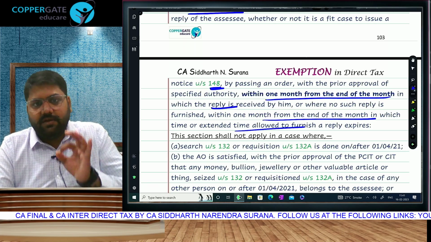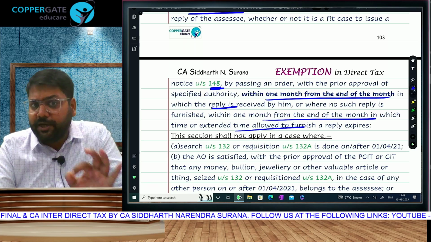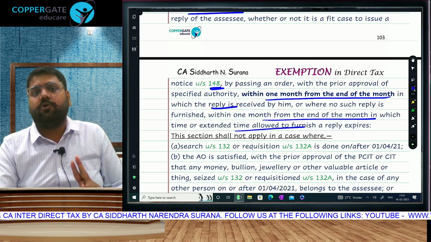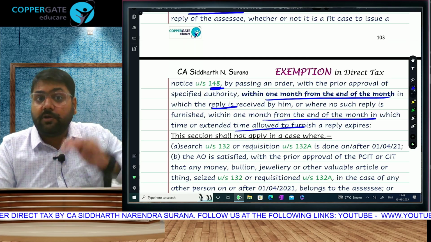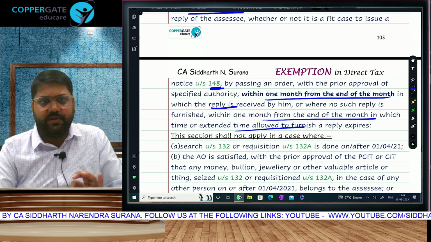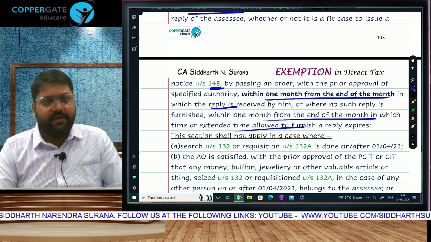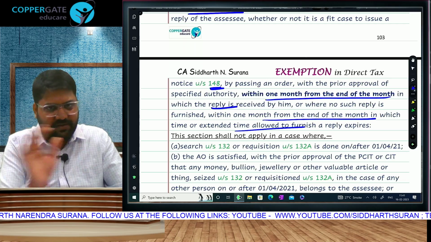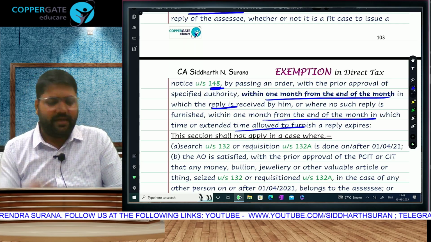Within this time, the order will be passed. This is only to decide that yes, there will be the assessment or no, there will not be the assessment. This is not the final order. Final order will be passed under 147. This is to decide whether I am going to do reassessment or I am not going to do reassessment. Reassessment, no reassessment, something like that.